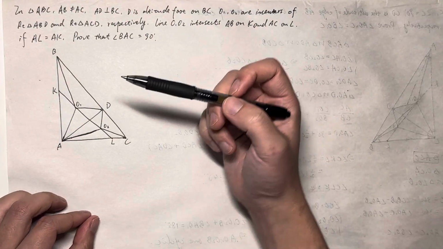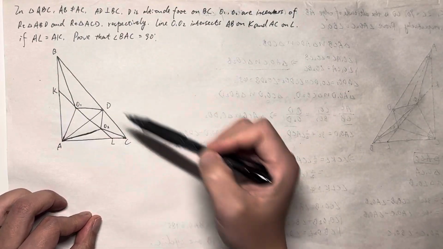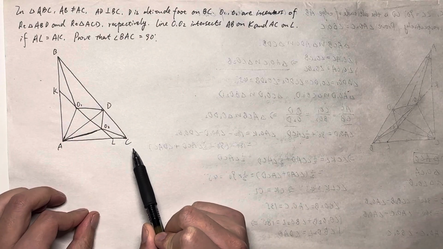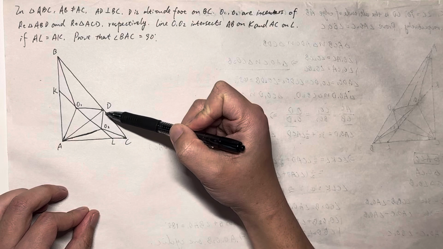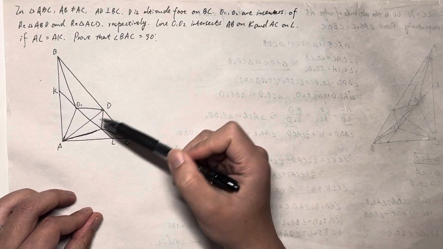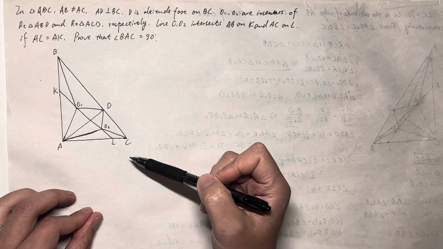As we introduced in the last video, we said we will talk about this figure more. So let's see it. In triangle ABC, AB is not equal to AC. AD is perpendicular to BC. D is the altitude foot on BC.